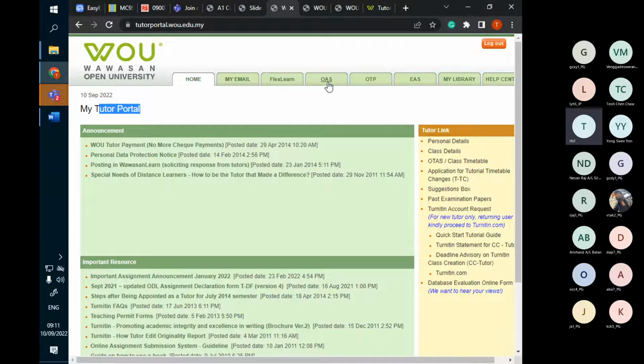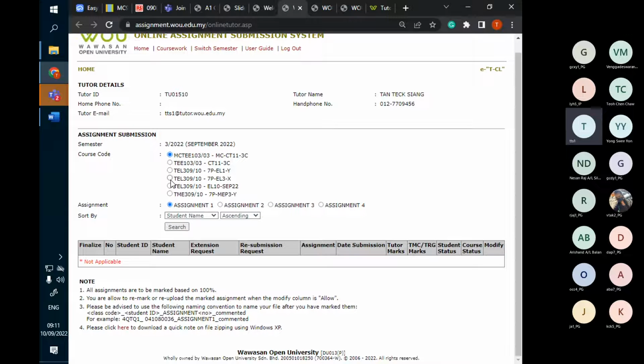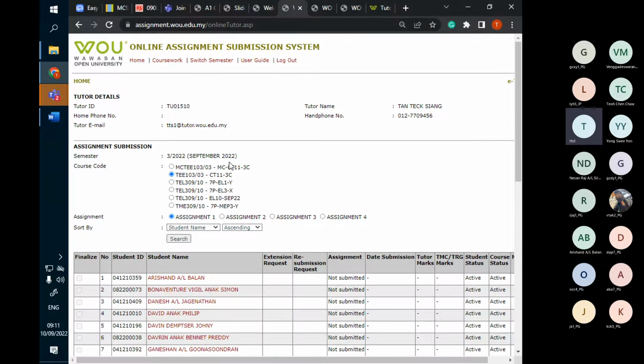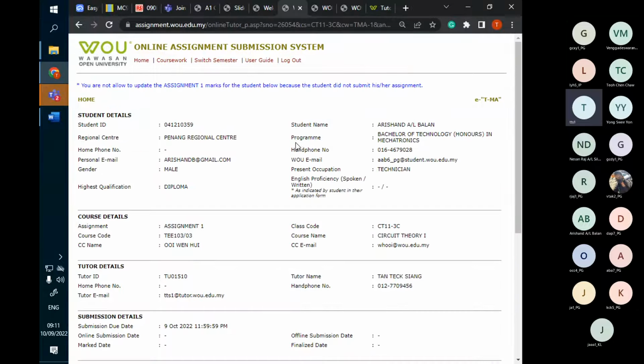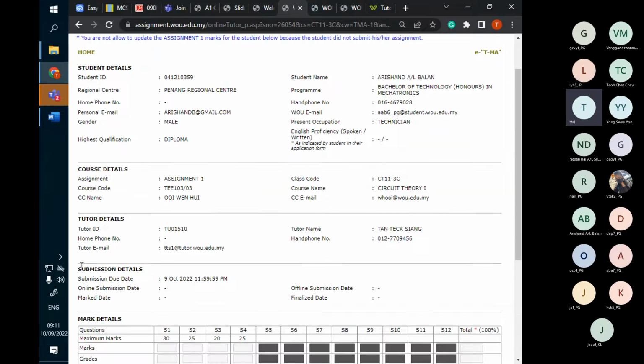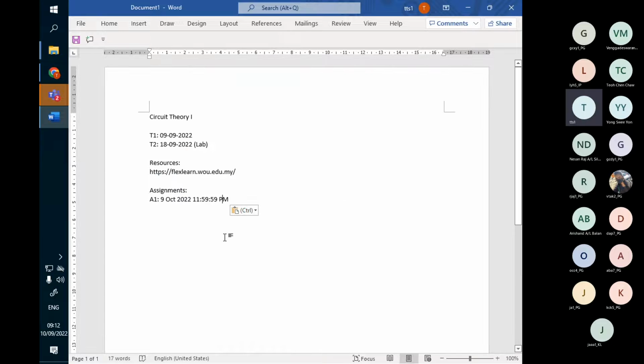You see, OAS stands for online assignment submission, right? So when you come here, for me, of course, I select your class here, Circuit Theory 1, and then it shows me the list of all the students. Let's say I click one of the students here. Down below, under the title called submission details, I can locate the exact time and date for the first submission.